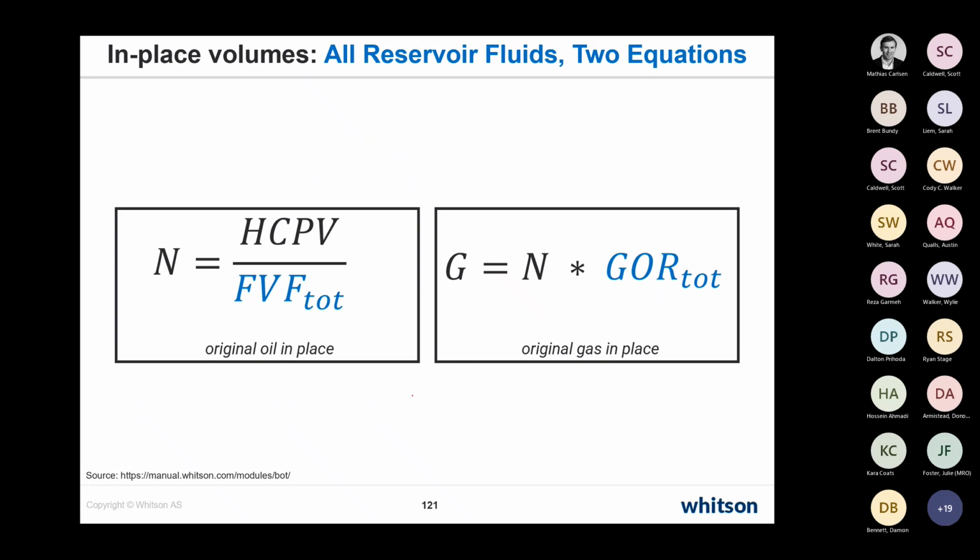So what are these two, and how do you use them? First, how do you use them? Very simple. You take the hydrocarbon pore volume and you divide by formation volume factor, no matter if it's an oil, a gas, or a two-phase saturated system. You take the oil in place that you calculated and just multiply with this total GOR, no matter if it's an oil, gas, or a two-phase saturated system. And we'll take a look at this.